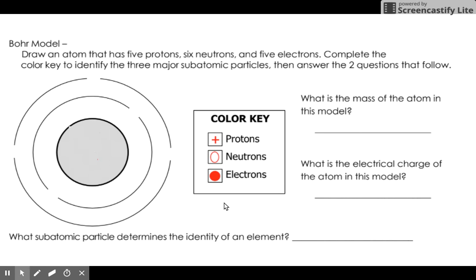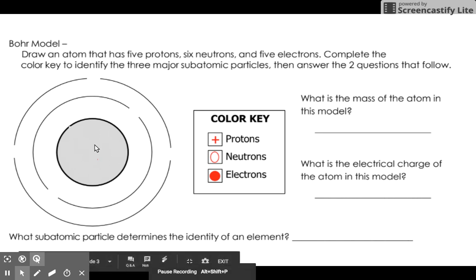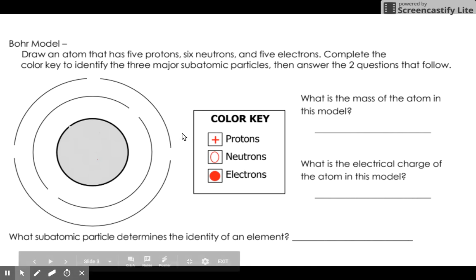Great, we're ready to start. So the first thing it tells me to do is that I have to put 5 protons. And I know that my protons are located inside of the nucleus. And this gray area is our nucleus. So I'm going to place 5 protons. 1, 2, 3, 4, and 5.